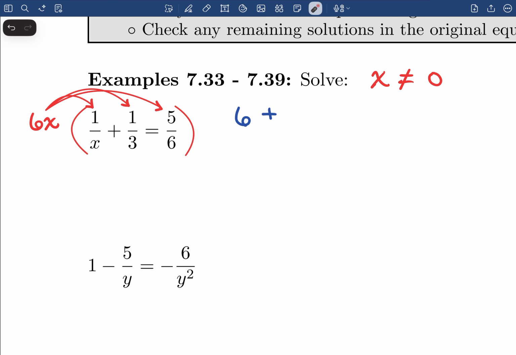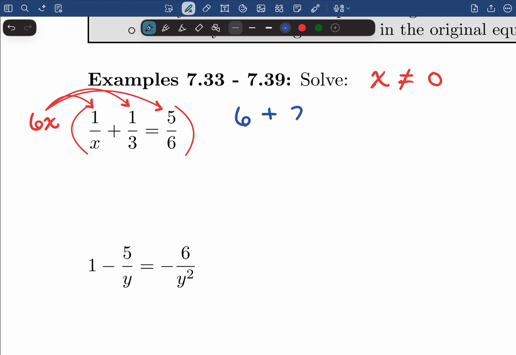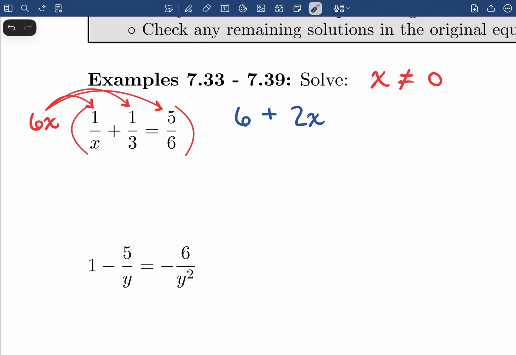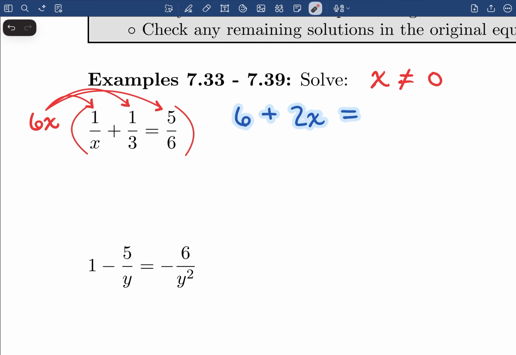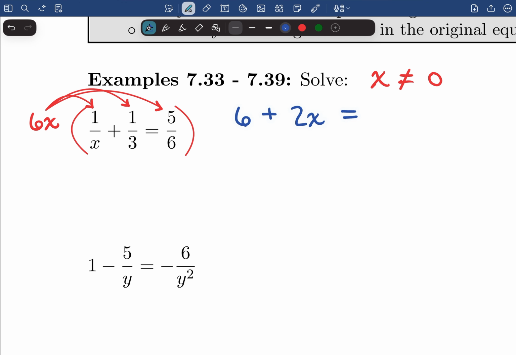Next, I'm going to multiply 6x times 1/3. Okay, now I say 6x times 1 is 6x, and then I take that 6x and I divide it by 3, and I get a 2x. Now I have an equal sign, so I write the equal sign in my resulting equation. And lastly, I'm going to take 6x and multiply it by 5/6. And so you could take 6x and multiply by 5 to get 30x, and then 30x divided by 6, well, that just gives you 5x.